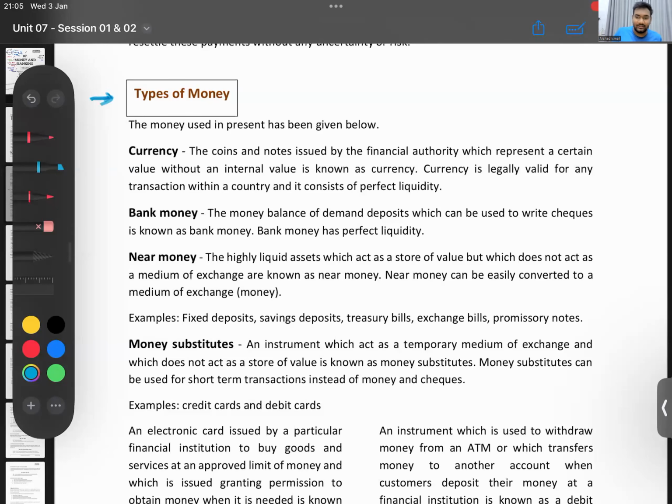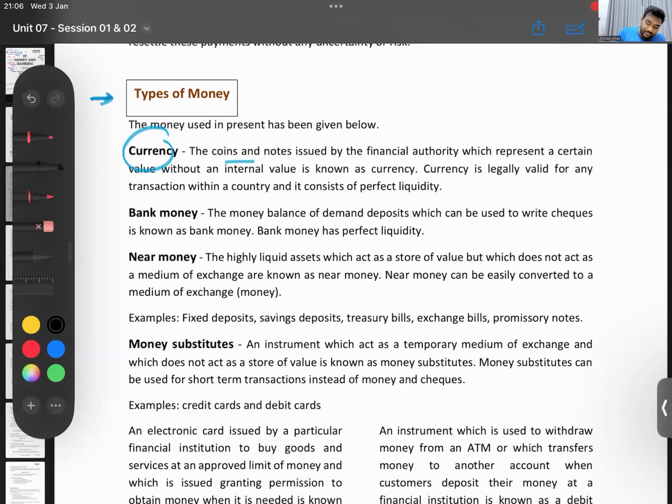Then coming into this, the types of money. So yes, there are a few types of money, very easy again. One type of money is currency. What is currency? Currency are the notes and coins. That is what you call currency. The coins and notes issued by a financial authority. So in Sri Lanka, it's the central bank. Central bank is the one issuing notes and coins.